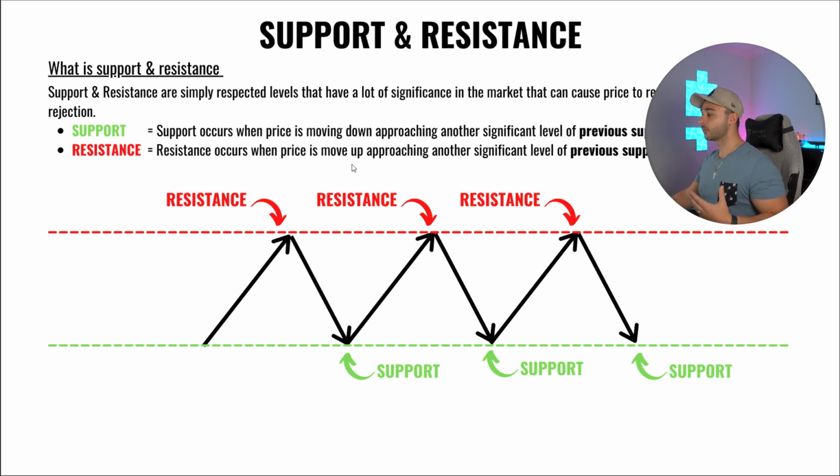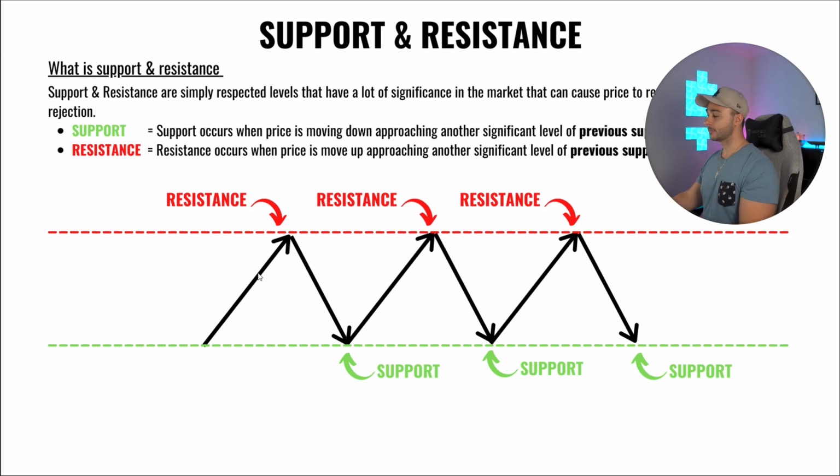Support occurs when price is moving down, approaching another significant level of previous support or resistance, and resistance occurs when price is moving up, approaching another significant level of previous support and resistance. We're going to dig deep into this in a minute, but as you can see, support lies on the bottom and resistance is the top. Think of resistance as a ceiling and support as a floor.